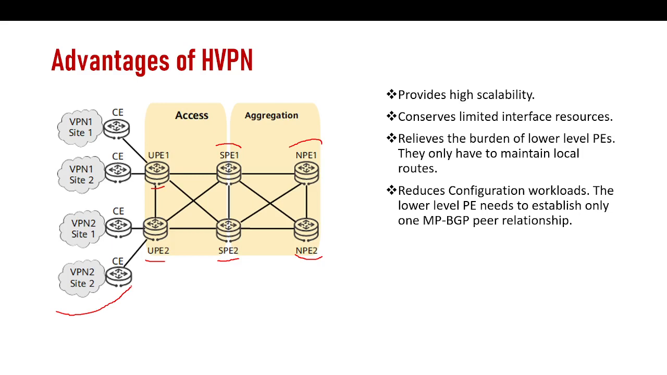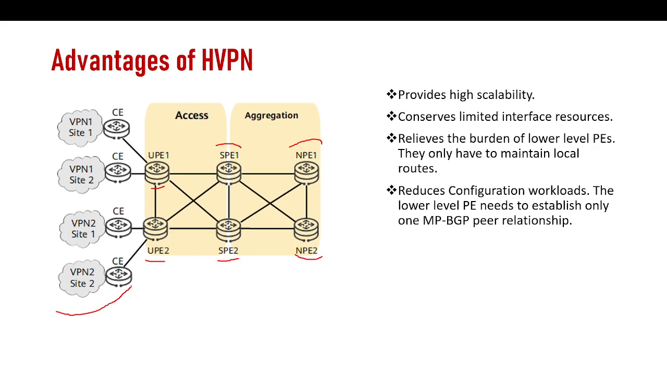So one advantage of HVPN, it provides high scalability. Remember, you've distributed the functionality, so you can easily scale your network. You can easily deploy even low-end devices on your network. And it's very easy to expand your network with the HVPN solution. Remember, you have the aggregation, you have the access, so you can deploy low-end devices in the access, and then you maintain high-end devices in the aggregation network.